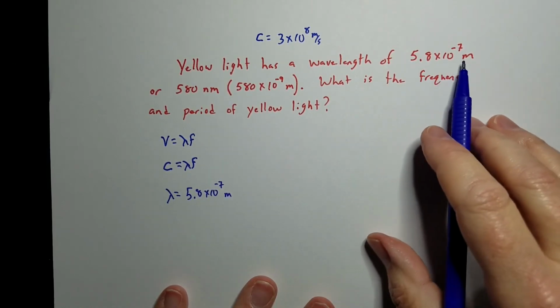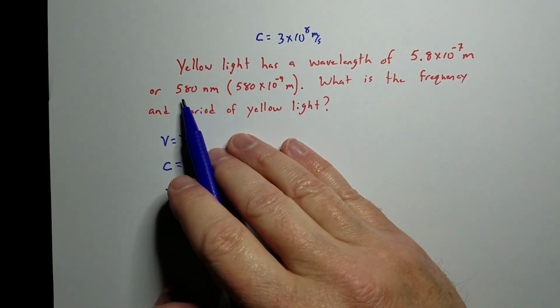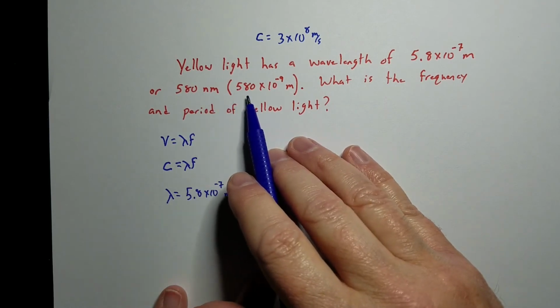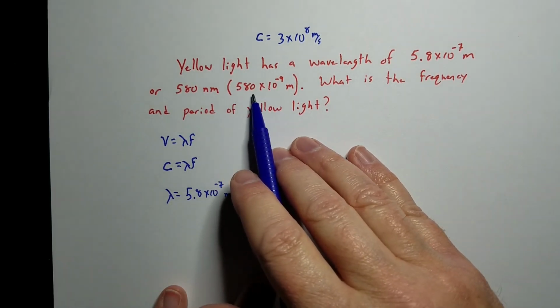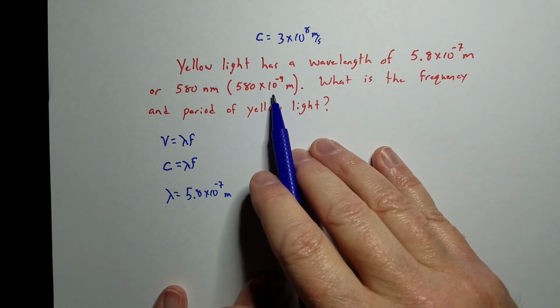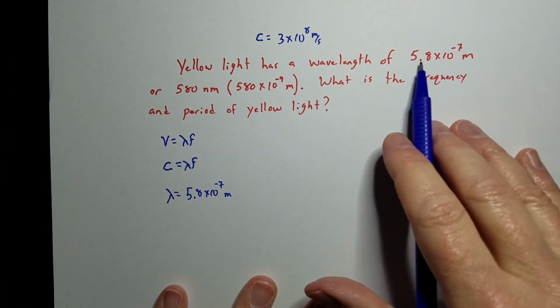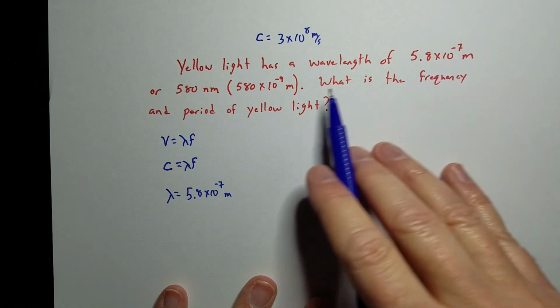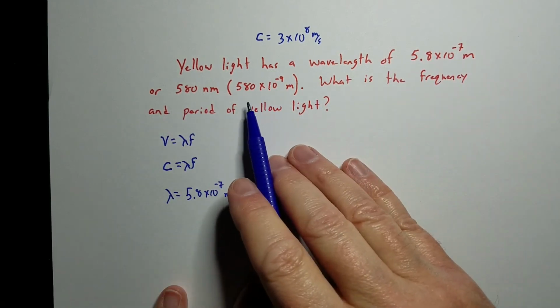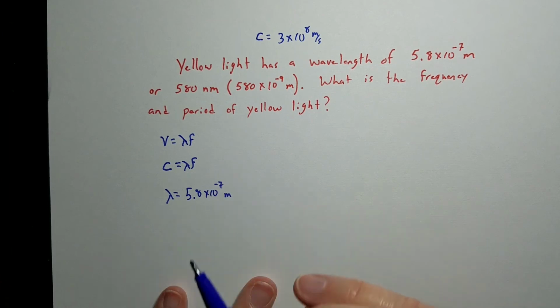Now, sometimes it's written like that, or sometimes they can give you 580 nanometers, or written out in scientific notation, it's 580 times 10 to the negative 9, which if we put it back into that form, it becomes 5.8 times 10 to the negative 7. All of these represent the same number, just different styles of writing it.